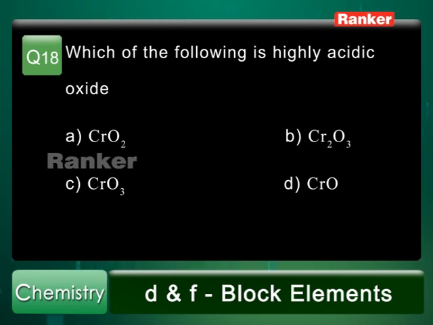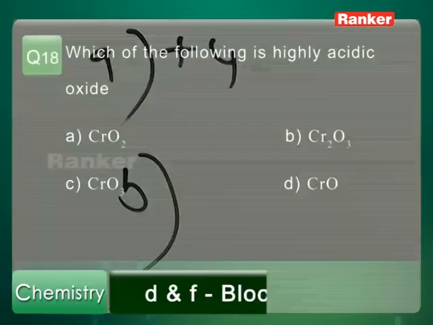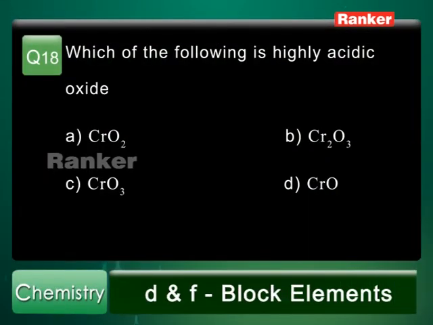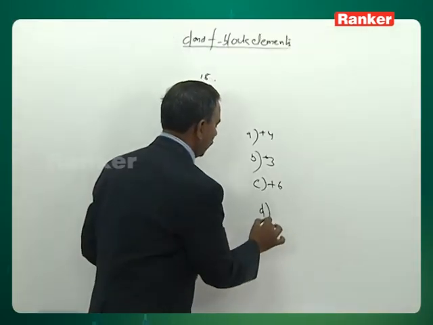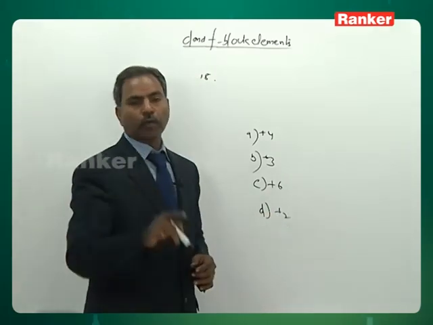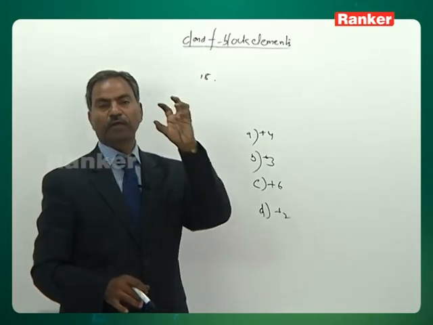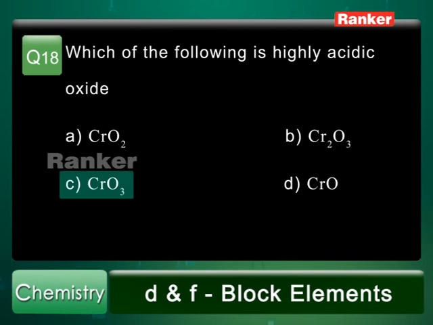Yes, coming to option A, CrO2, plus 4. Option B, Cr2O3, oxidation number plus 3. Option C, CrO3, yes, plus 6. And option D, it is CrO, plus 2. Which of the following is highly acidic? Then choose the metal with the greater oxidation number. So in this particular case, option C is the answer.